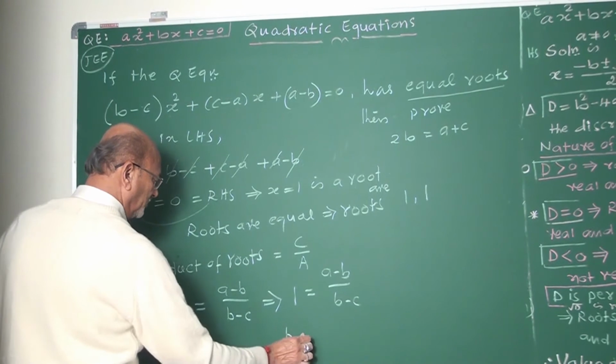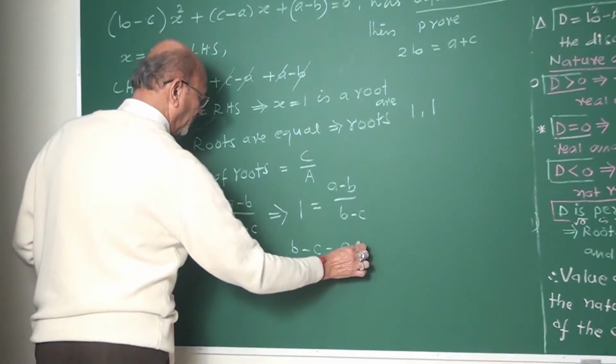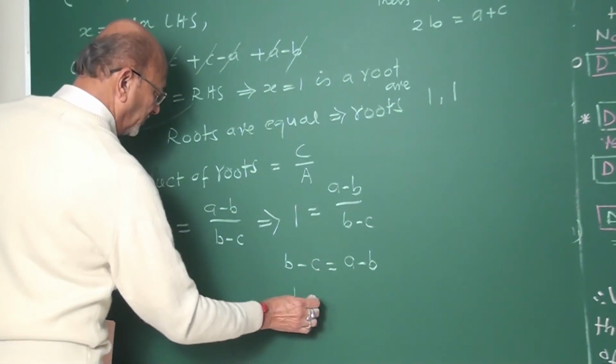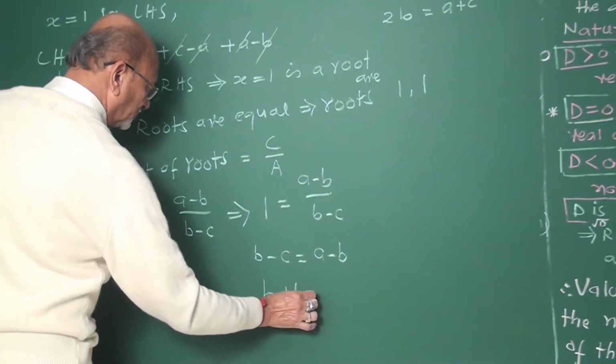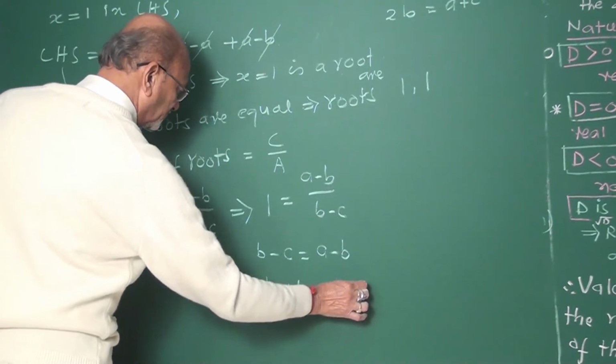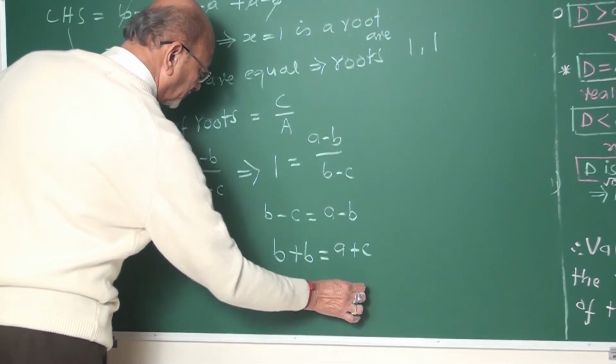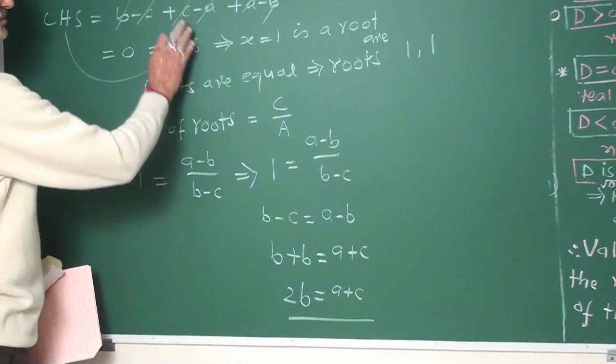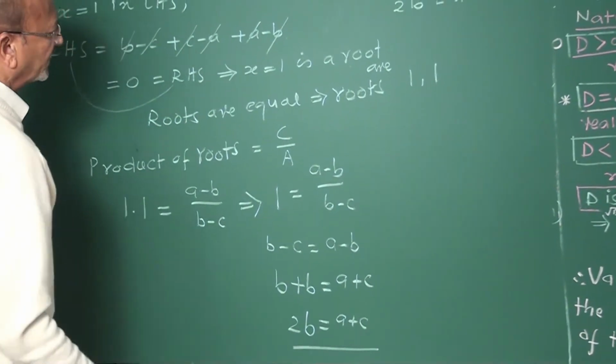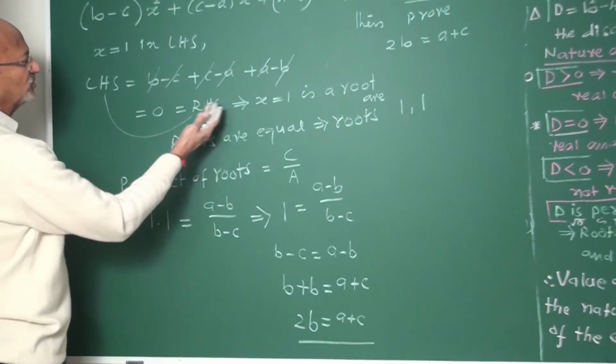Simplify. B minus C equal to A minus B. Bring B over, minus B becomes plus B, equal to A plus C. What is it? 2B equal to A plus C. This way, it saves your time. It is not necessary to write all these things.